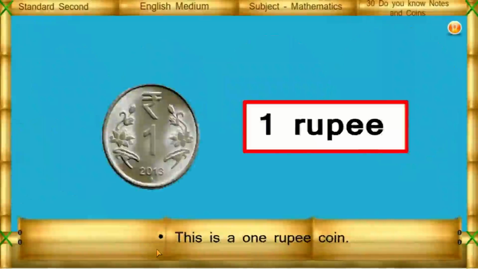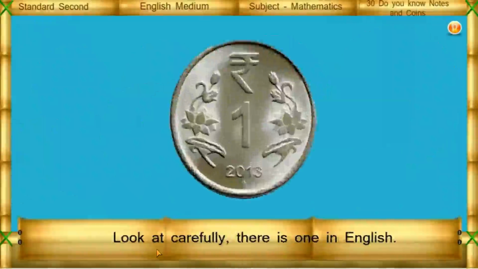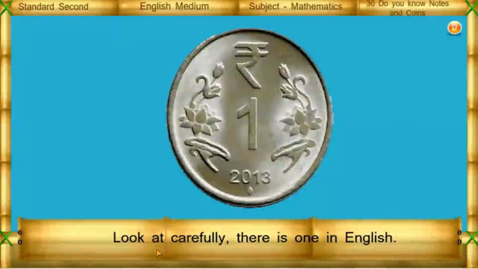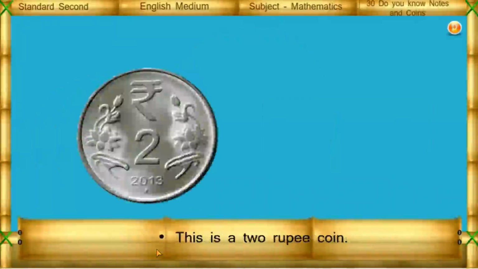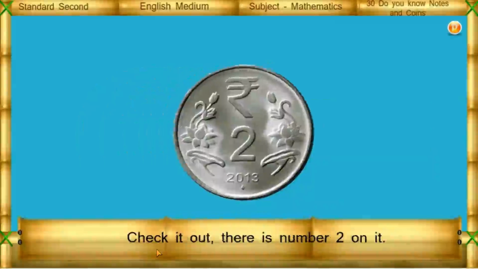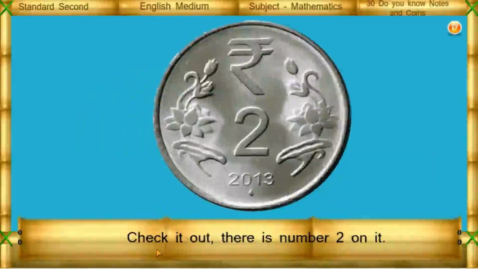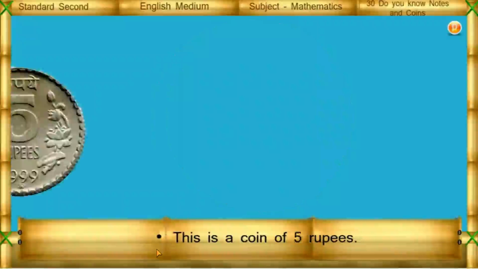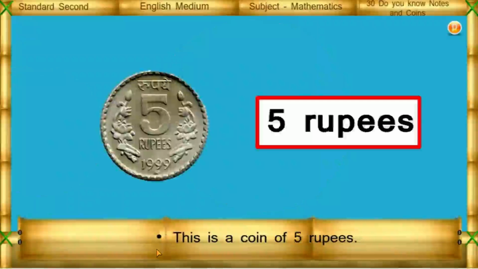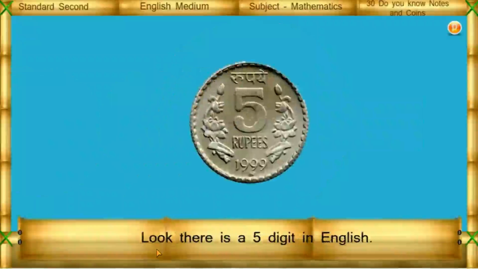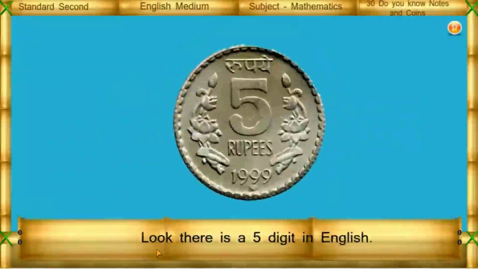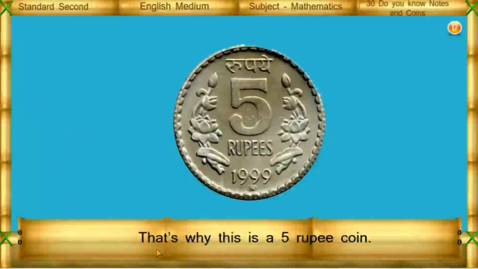This is a 1 rupee coin. Look at it carefully. There is 1 in English. So, this is a 1 rupee coin. This is a 2 rupee coin. Check it out. There is the number 2 on it. So, this is a coin of 2 rupees. This is a coin of 5 rupees. Look, there is the digit 5 in English. That's why this is a 5 rupee coin.